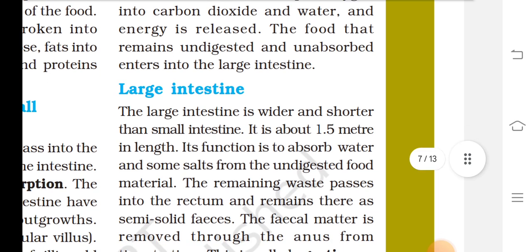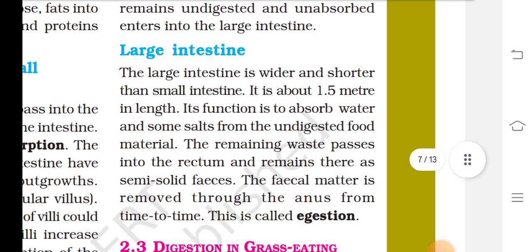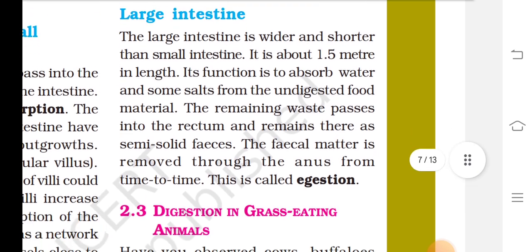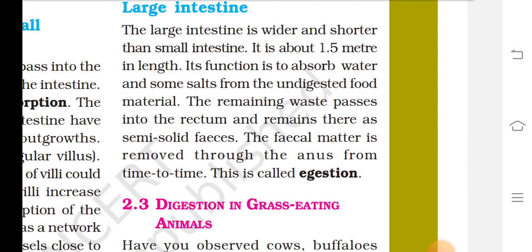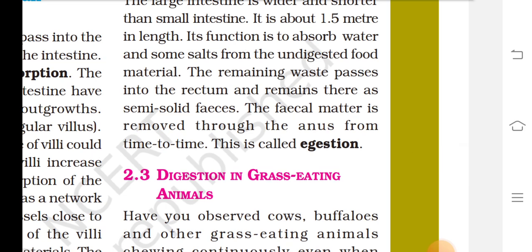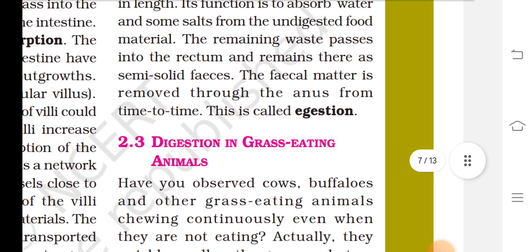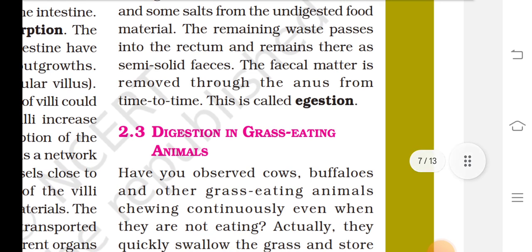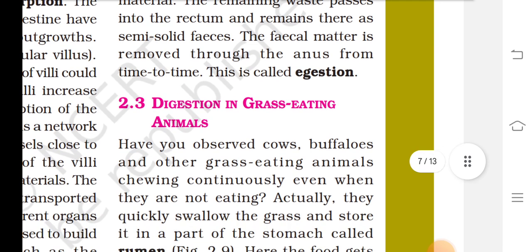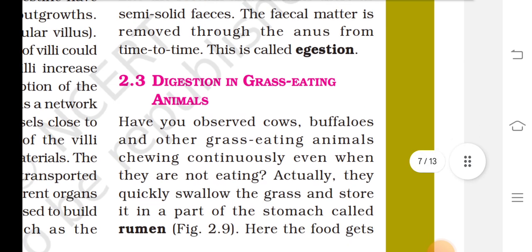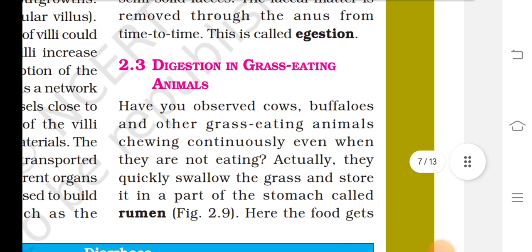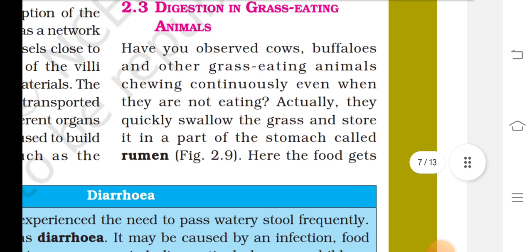The food that remains undigested and unabsorbed enters into the large intestine. The large intestine is wider and shorter than the small intestine. It is about 1.5 meters in length. Its function is to absorb water and some salts from the undigested food material. The remaining waste passes into the rectum. Here it remains as semi-solid feces. The fecal matter is removed through the anus from time to time. This is called egestion.